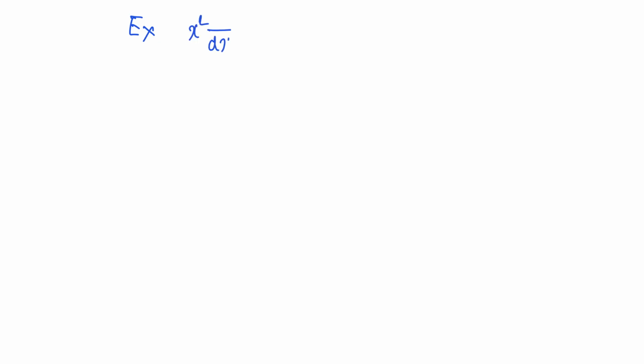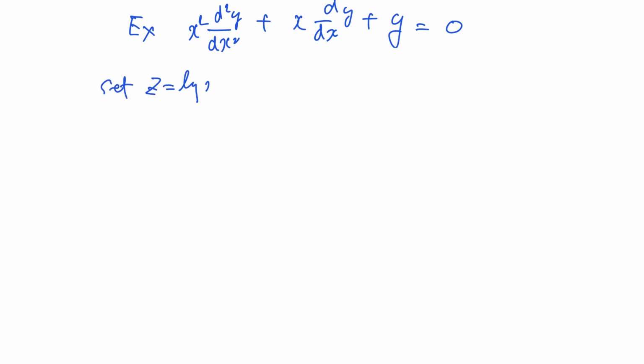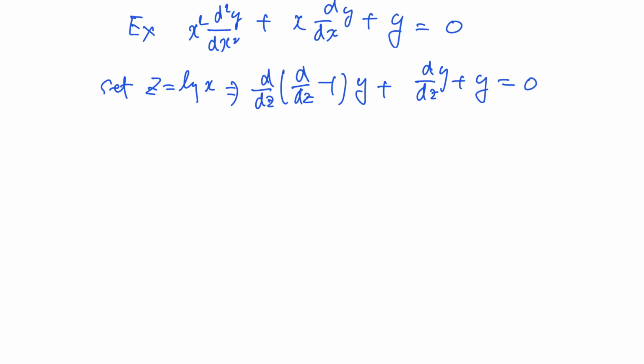x squared d squared y over dx squared plus x dy/dx plus y is equal to 0. So if we set z as log x, then the differential equation can be transformed into the following form: d/dz(d/dz minus 1) y plus dy/dz plus y is equal to 0, or d squared y over dz squared plus y is equal to 0, right?